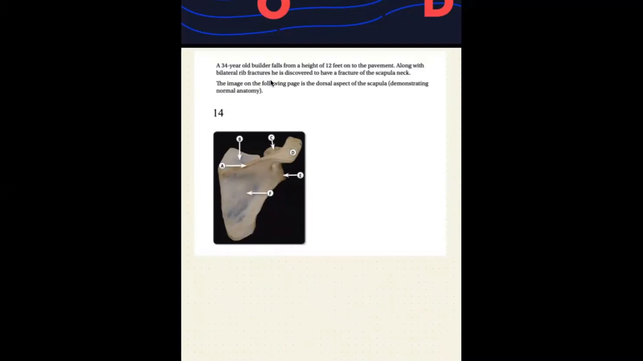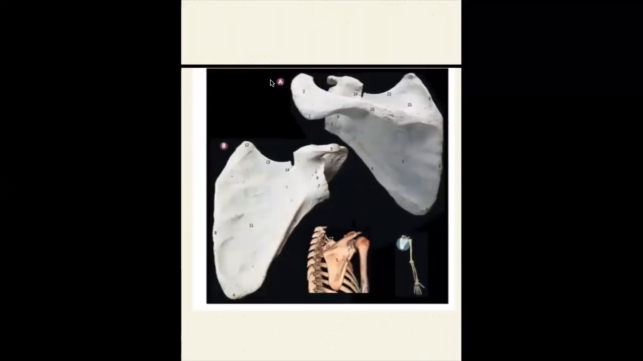The nerve supply of the subscapularis is the upper and lower subscapular nerves, the supraspinatus and infraspinatus are supplied by the suprascapular nerve, and the teres minor is supplied by the axillary nerve. Tell me where the suprascapular nerve originates from? It comes from the upper trunk of the brachial plexus.